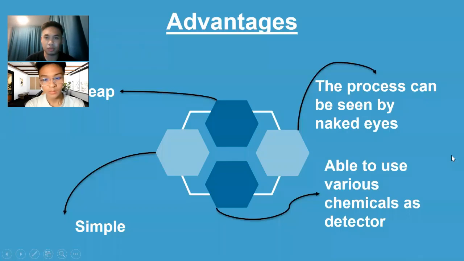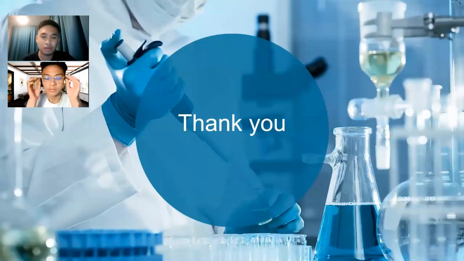Okay. So for the advantages, the first advantage of TLC is that it is cheap, because it does not involve too much apparatus and machinery. The second is that it is simple, because it is easy to set up and run. The process can be seen with the naked eye, because the work is done manually without any machine, so the results can also be seen easily. The last one is that various chemicals can be used as detectors. Okay, thank you. That's all from me.